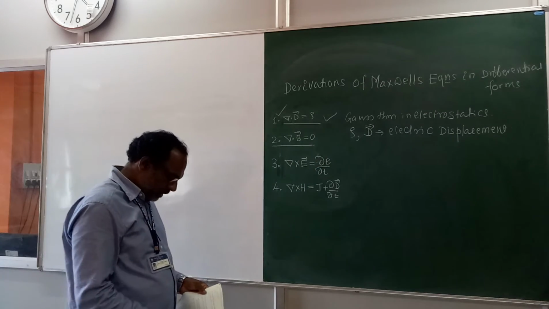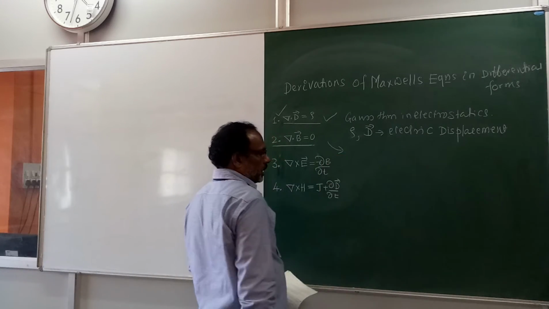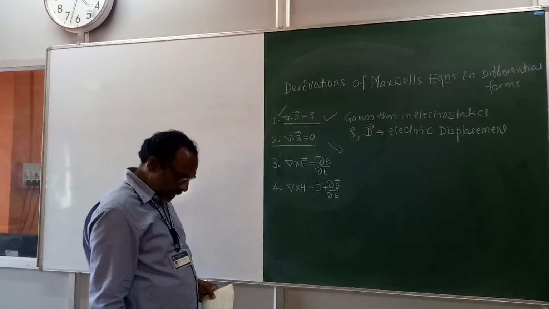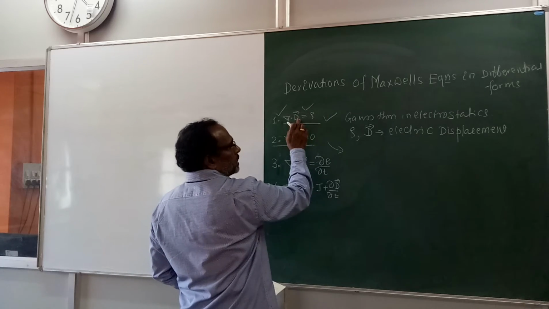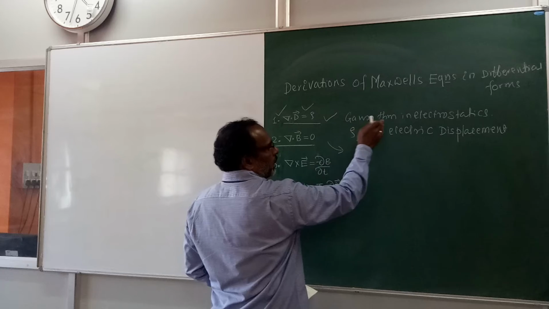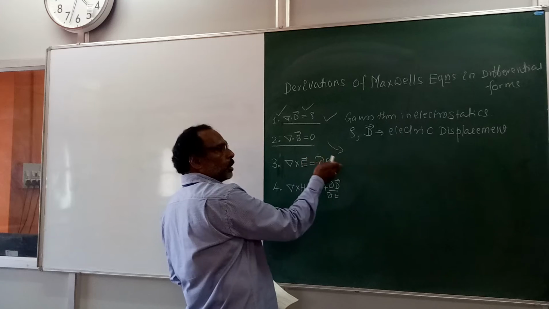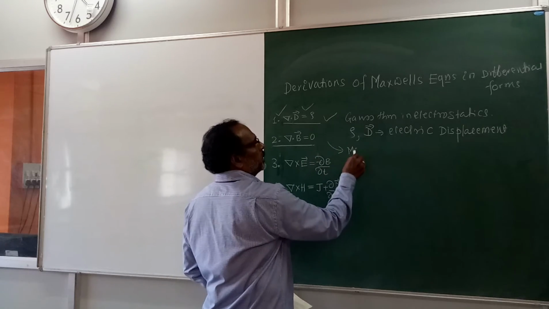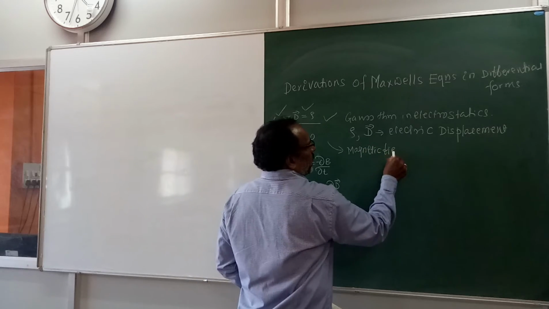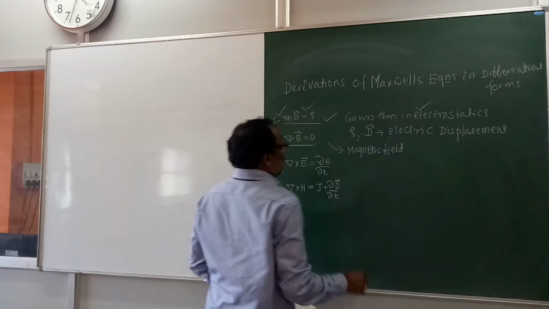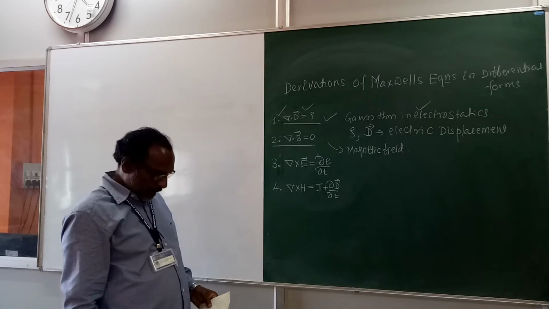Let us go for del dot B. This del dot B is the application of Gauss theorem to the magnetic field. The first equation is the application of Gauss theorem in the electric field. This second equation is the application of Gauss theorem in the magnetic field, or magnetostatics. Here we call it electrostatics, here we call it magnetostatics. This forms Maxwell's second equation.